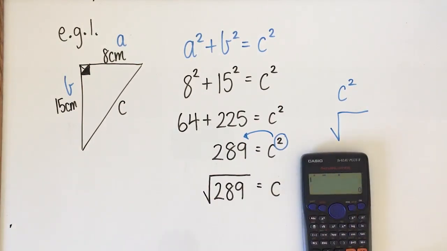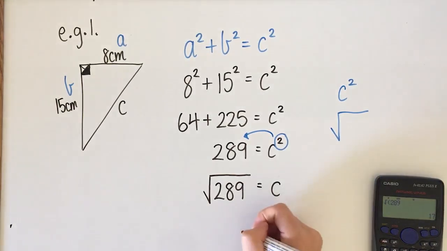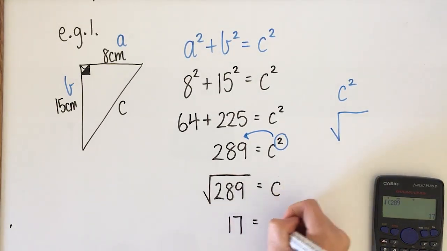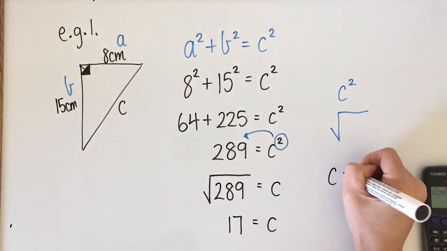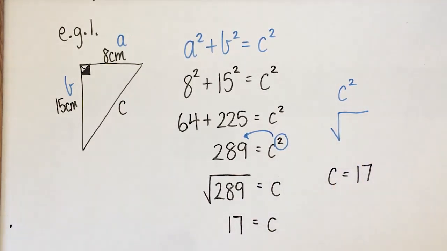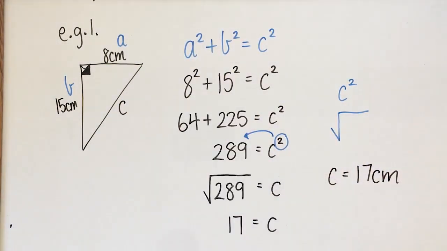That you can do on your calculator. You just need to find the square root function on your particular calculator. 289, the square root of that is going to be 17. So I'm going to get 17 here, and that equals C. So I can say C is 17 centimeters. That would be the length of my unknown side.